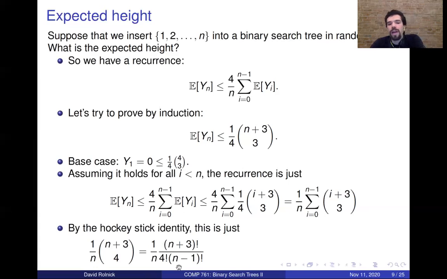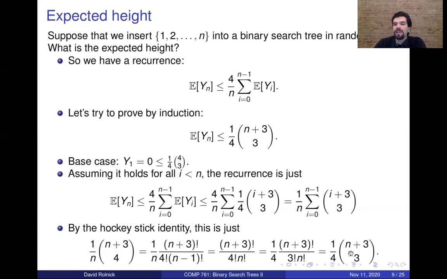Now we can rewrite this a little bit. This is just the definition of n plus 3 choose 4. If we put this n in here, we get that. And then we can break out the 1 over 4, and we get this, which is exactly what we needed to prove. Magic.